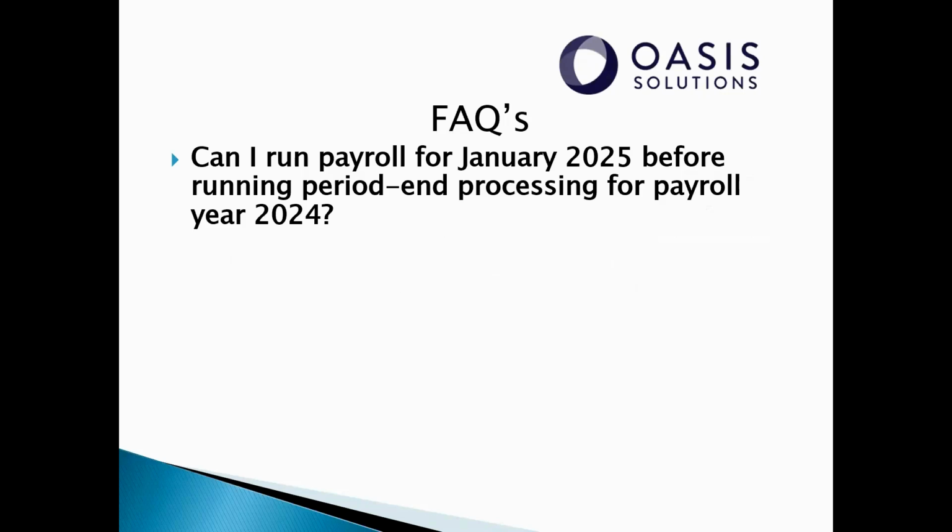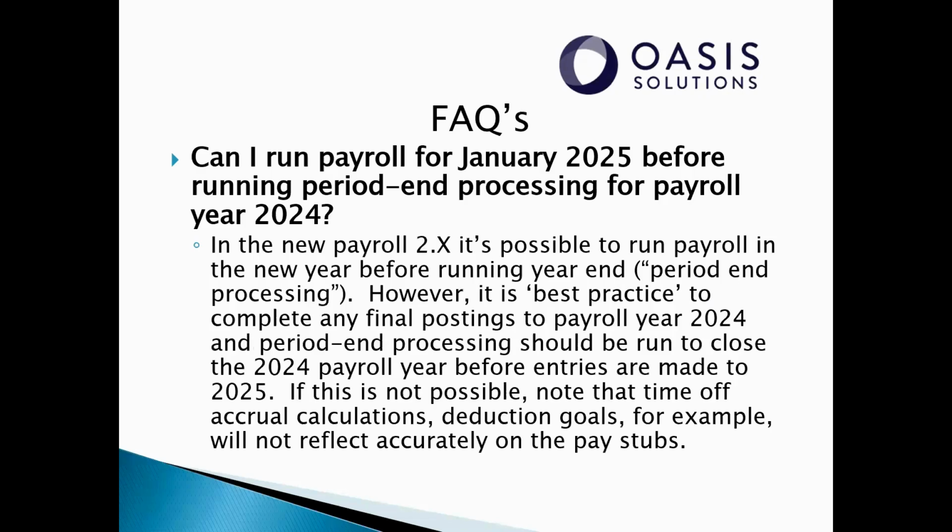Can I run payroll for January 2025 before running period end processing for payroll 2024? This becomes really important for those that have weekly payrolls, and then you've got to worry about the holiday in between and getting your folks paid, and the tight time frame that you might have to do that. So the answer to that is yes and no. Is it possible to run the new payroll in the new year before you finish period end processing for the old one? With the new payroll, yes, it is possible. If you've got the payroll role permissions that allow that, yes, you can.